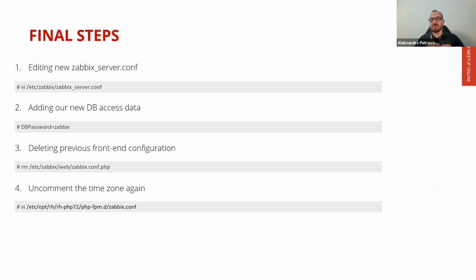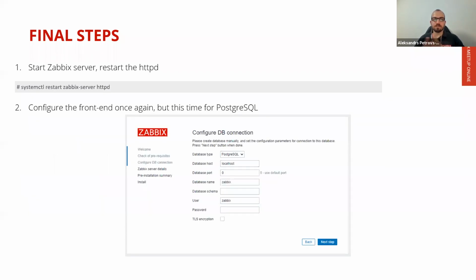So delete the previous front end configuration, and again, you will need to also go to the web server. So make sure you at least uncomment the time zone. If you had any specific settings, then make sure you change all in relation to what you had previously. And then start the Zabbix server and restart the HTTPD.